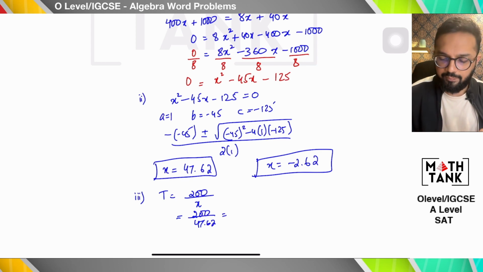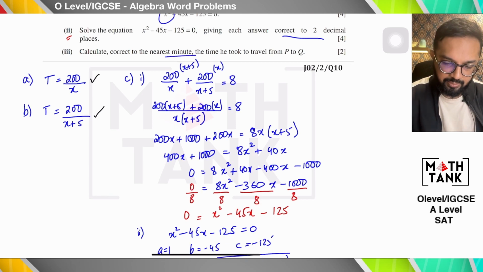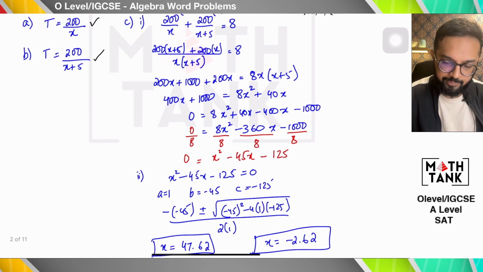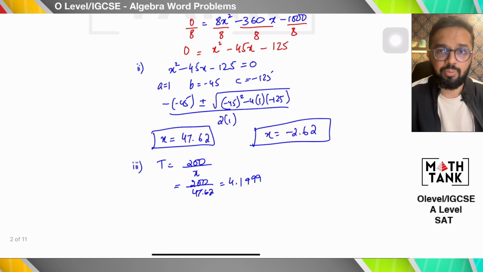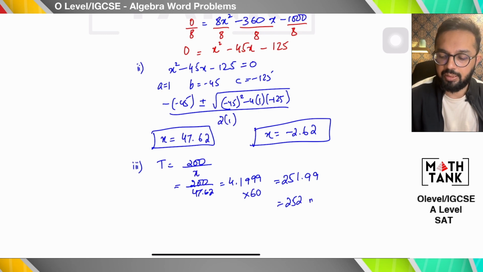That gives me 4.1999. Okay, what does it say? Correct to the nearest minute. So I will have to convert this into minutes. Hours is my choice, I can just write minutes. I can multiply this entire thing by 60 and say that I had 251.99 or 252 minutes. That should be my final answer.